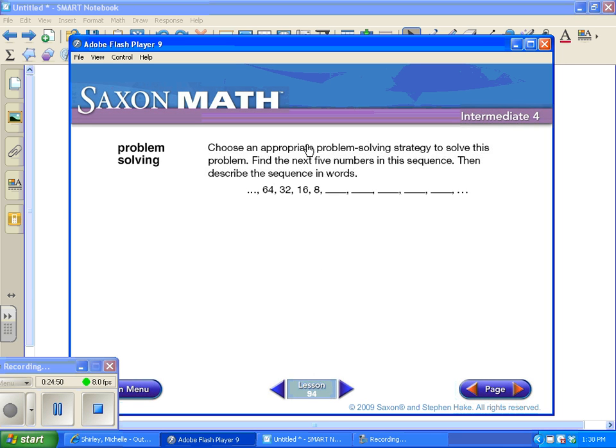Problem solving. Here we go. Find the next 5 numbers in this sequence, then describe the sequence in words. We're going from 64 to 32 to 16 to 8. I hope that it's easy for you to see that we are halving each time. Half of 64 is 32. Half of 32 is 16. Half of 16 is 8.